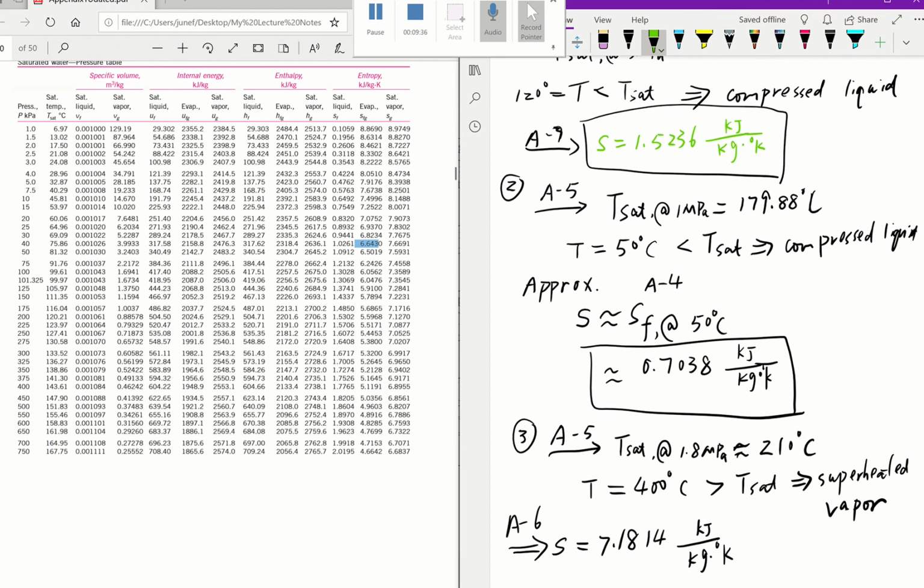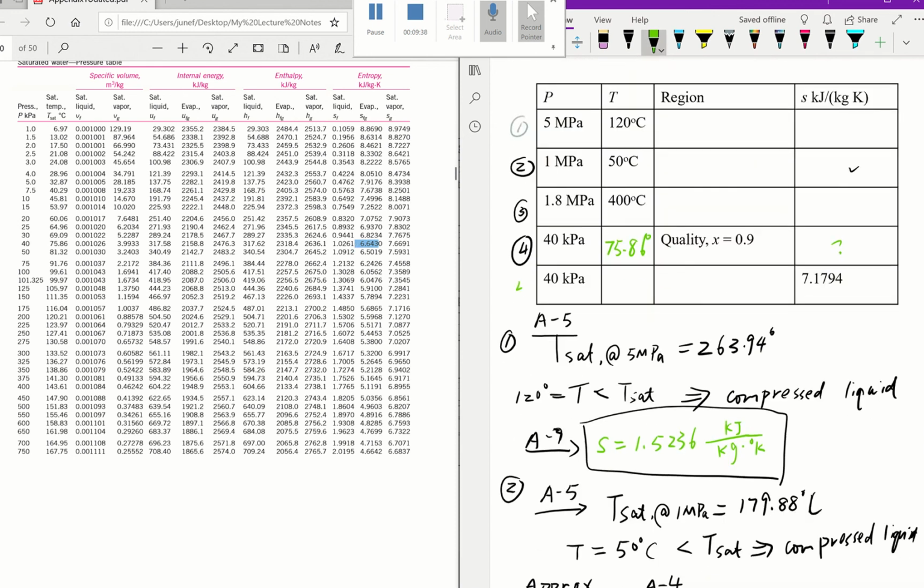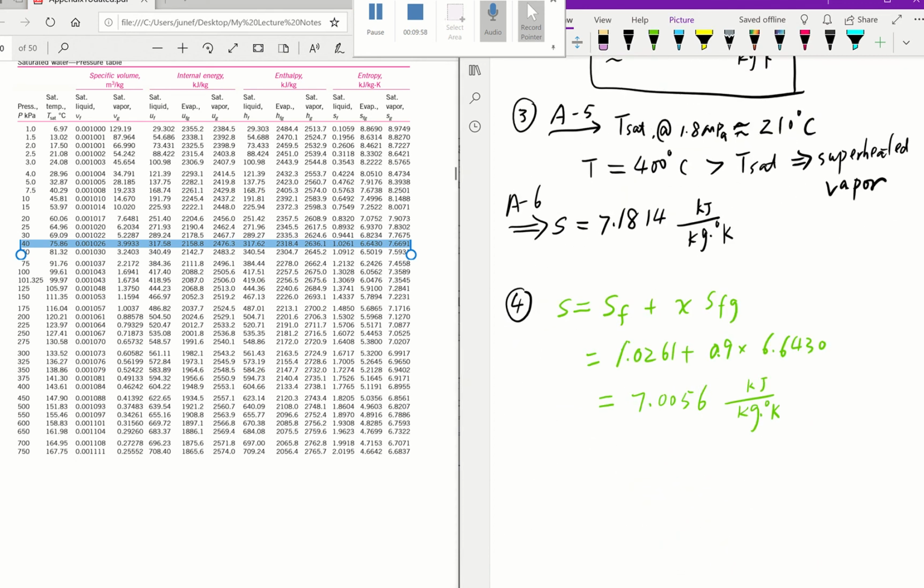All right. So the next thing I want to look at is this condition. They give us S and they give us a pressure. Well, we are still at 40. And look at the 40. Since they give us S, we're going to compare this S with this Sf and Sg, and that's what we're going to do.